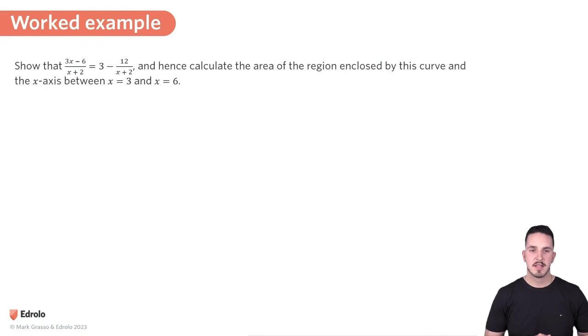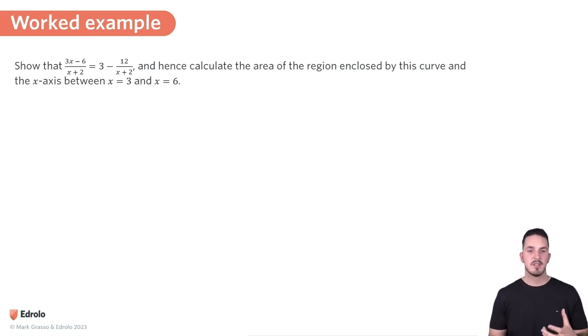Show that 3x minus 6 on x plus 2 is equal to 3 minus 12 on x plus 2, and hence calculate the area of the region enclosed by this curve and the x-axis between x equals 3 and x equals 6. The first part of this question is to show that 3x minus 6 on x plus 2 is equal to 3 minus 12 on x plus 2. How do we go about doing this? First, I want you to think about, okay, well, the right-hand equation, we have a hyperbola. So this question here is essentially just a way of rewriting a hyperbola into asymptotic form.